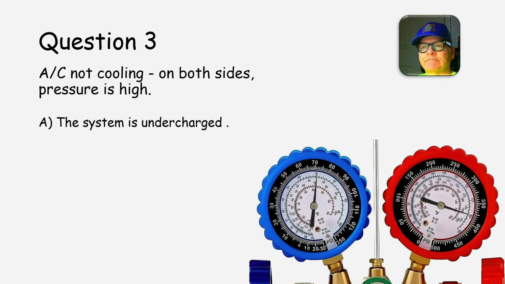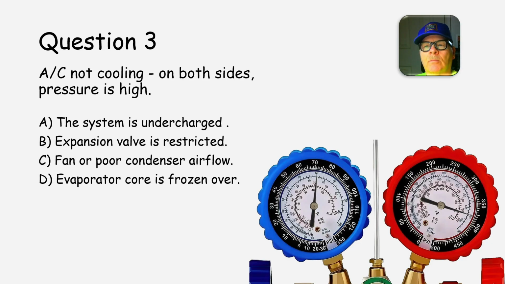Question 3. AC is not cooling on both sides. The pressure is high. Does that mean the system's undercharged, the expansion valve is restricted, the fan or poor condenser flow will be an issue, or the evaporator core is frozen over?